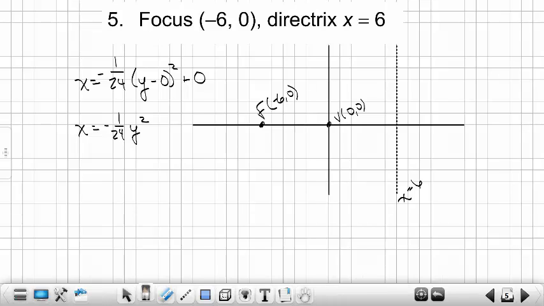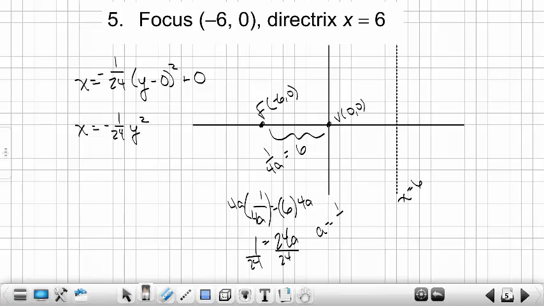The 24? Because this distance is 6. Multiply both sides by 4a. Okay? And it's negative because it opens left. It opens left. Okay, just a few more minutes, guys. We need to focus in if we want to understand P.